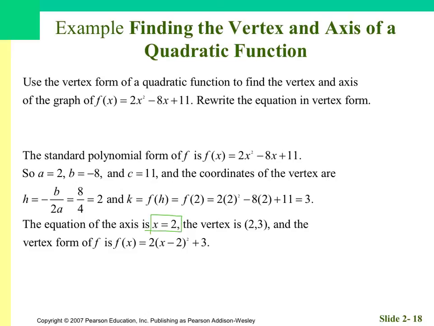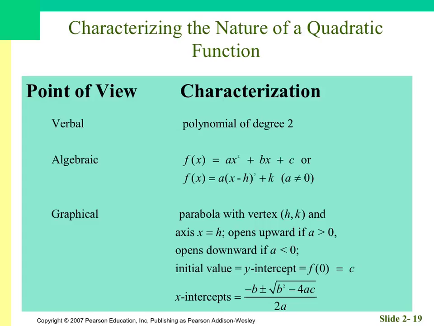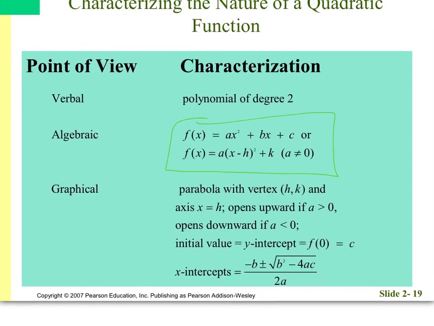Okay? Let's try another one. Characterization, the nature of the quadratic function. The polynomial is of degree 2, so anything squared. Here are the two main algebraic ways. And then for graphical, you get the parabola with the vertex h comma k, the axis of symmetry x equals h. If a is positive, it opens up. A is negative, down. The y-intercept is c. And the x-intercepts come from the quadratic formula. Okay?